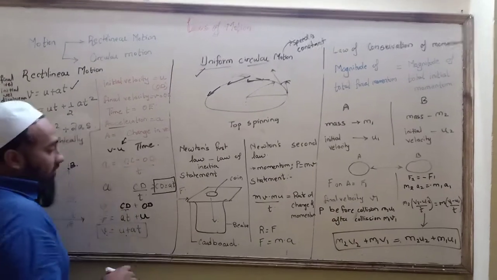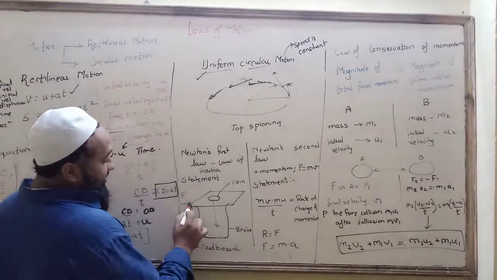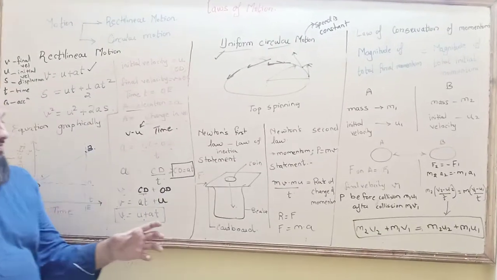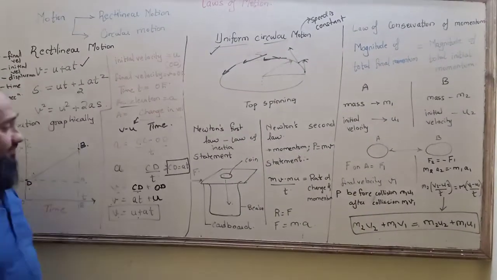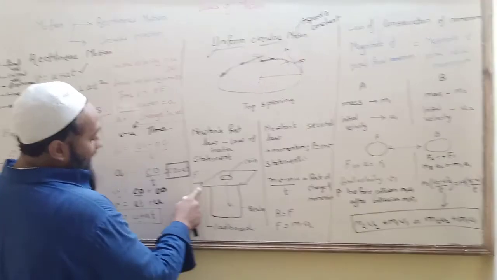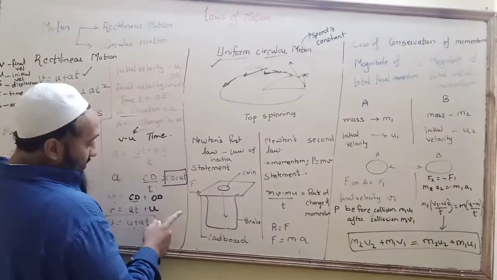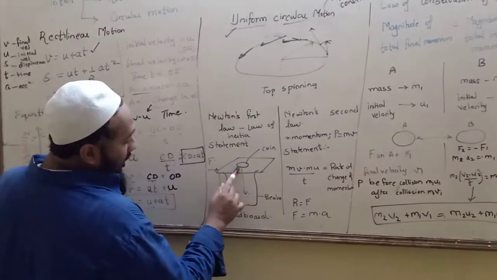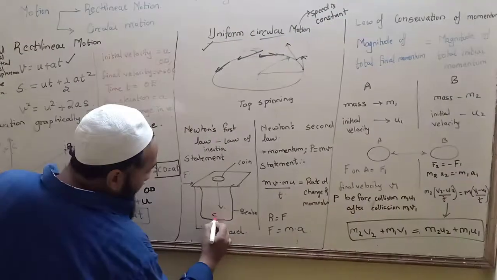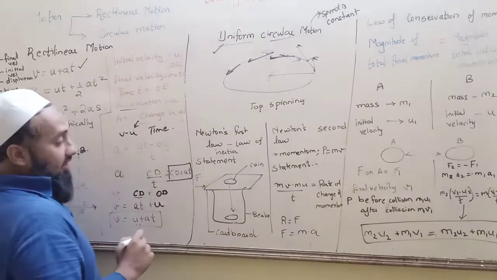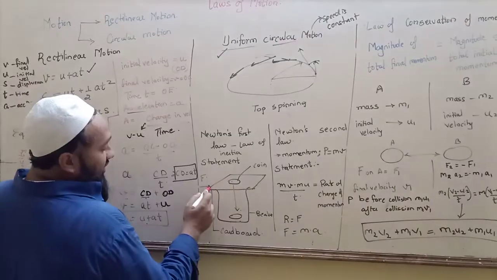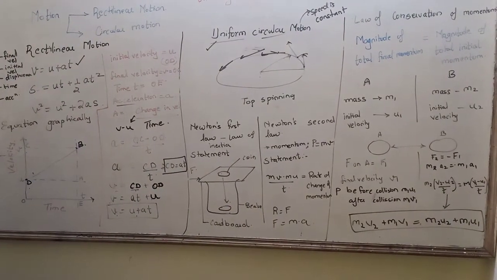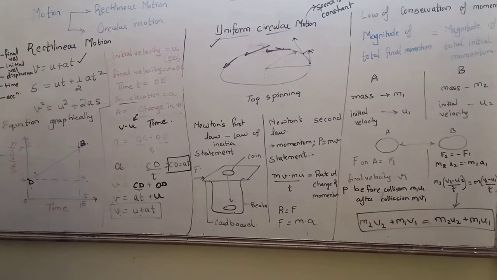Now for example, I have drawn one diagram. This is the beaker, this is the cardboard, and the coin is put over here. You make it at rest. After some time, you hit the cardboard. The cardboard will fly away, and you will observe that the coin will come down over here. Now, as you are hitting the cardboard, the coin should also travel further with the cardboard, but that is not happening.